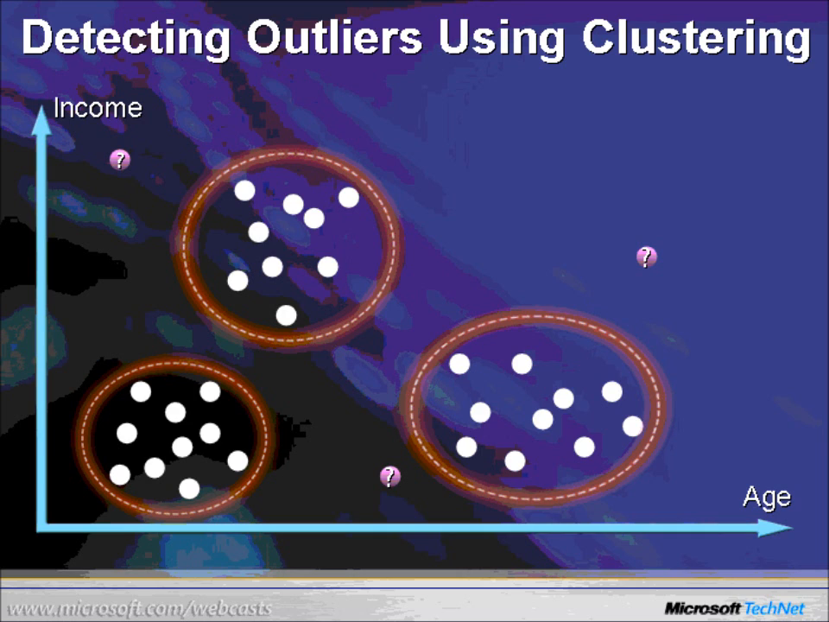We have three new people in the data: a young person earning a great deal of money, a middle-aged person earning a very low income, and an older person with significantly higher income than the other people in the age group. These three people don't fit within any of the clusters that the mining model knows about, so we can easily identify them as outliers. Knowing this, we can do something important with them.